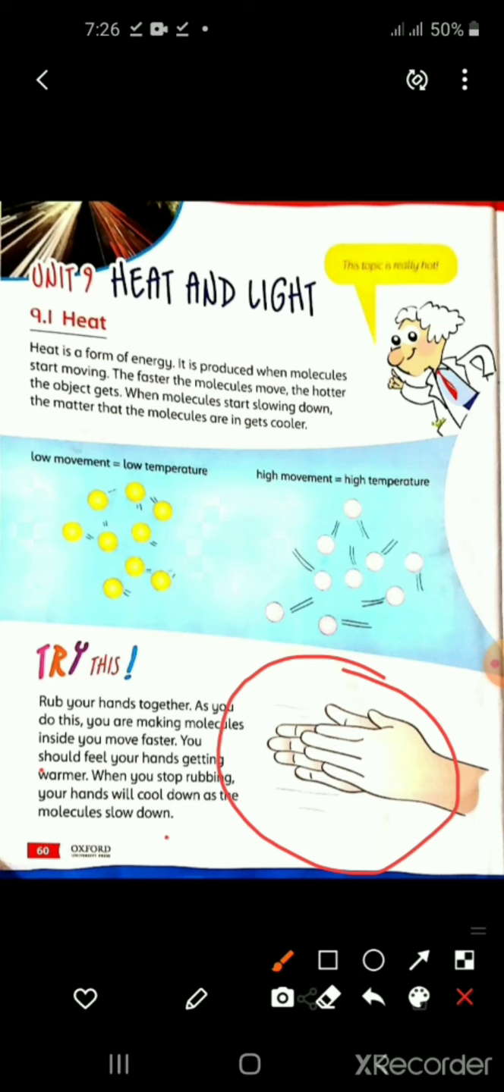Okay, the faster you rub your hands, the warmer your hands get. This means the faster the molecules move, the hotter the objects get.